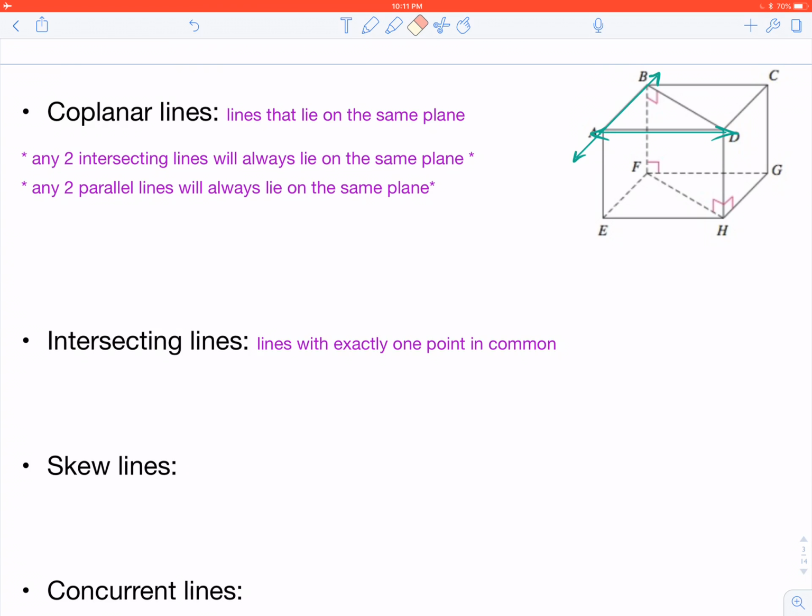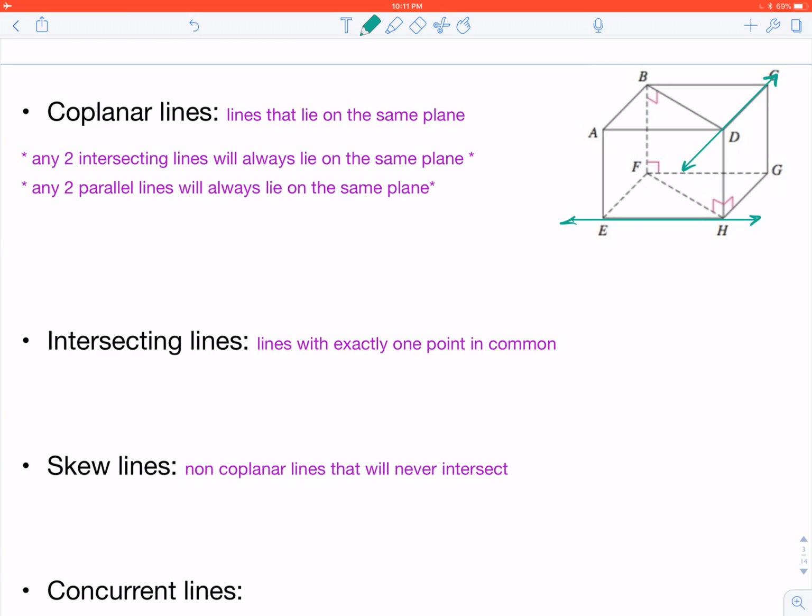Skew lines, first of all, these are lines that are not on the same plane, and secondly, they're lines that are never going to intersect each other. So if we're looking here at our picture again, you could say that line EH and line CD, these are going to be 2 lines. They're not on the same plane, and they will never run into each other.